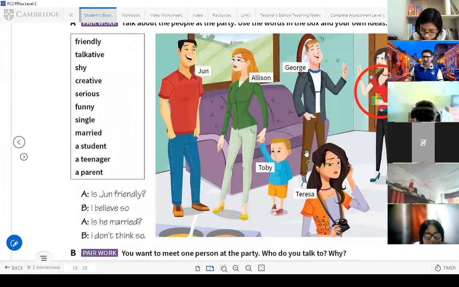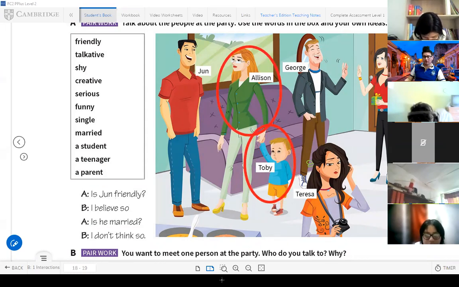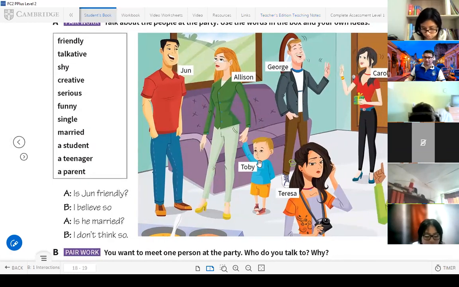And what about Allison? Is Allison a parent? I think so. What do you think? Is Allison a parent? I think so. I believe so. Está llevando un boy. It probably could be her son. Posiblemente sea su son, right? It's almost true that she's a parent.